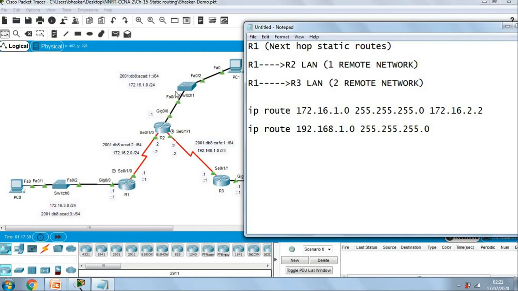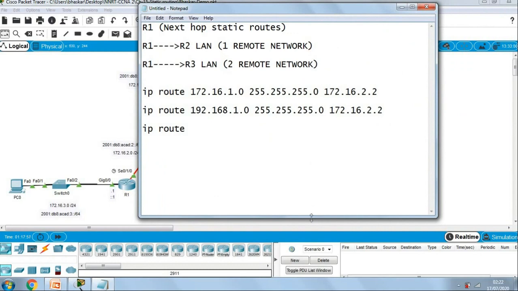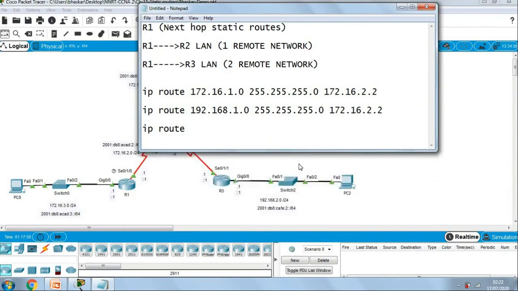See, I am here, I can go anywhere, but if I want to go anywhere, my gateway is same, that is 172.16.2.2. Last one, IP route. We have one more remote network here. We are going to configure this one, right?